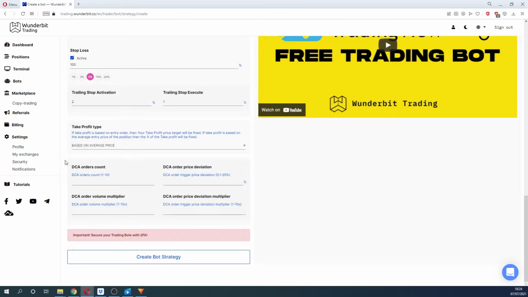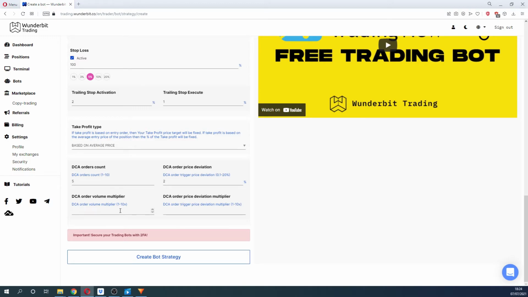So let us now look into the DCA parameters. First parameter to set is DCA order count. This parameter will determine how many entries your overall strategy will have. The next is DCA order price deviation. This is the value in percentage which determines the deviation of the additional entries from the entry price.